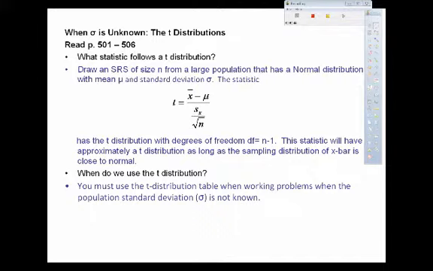We're going to use the T distribution table when working problems when the population standard deviation sigma is not known. So if we don't know the population standard deviation, we're going to use the T distribution.